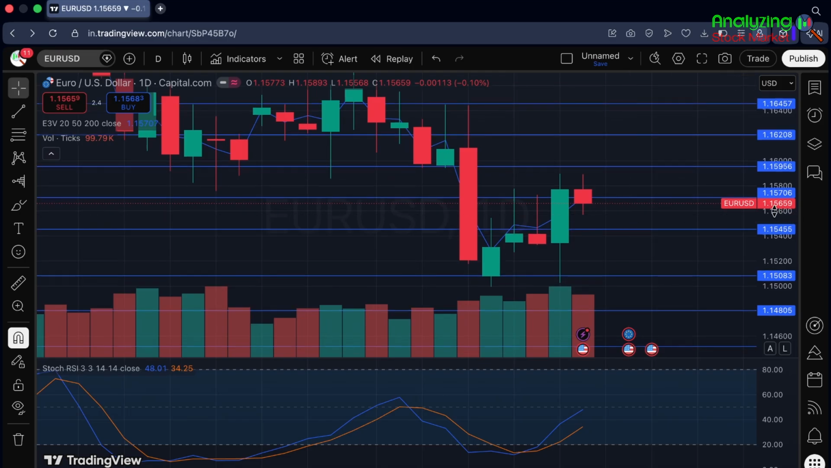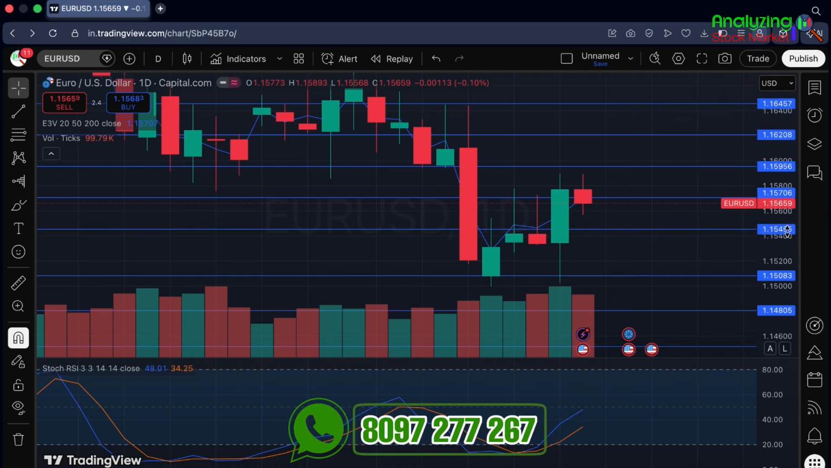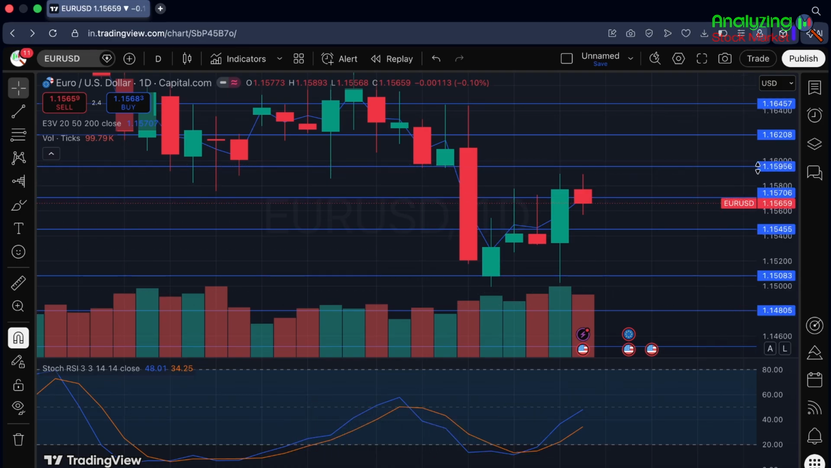Here, 1.15659 is the closing. The direct support and direct resistance zones are already marked, and these levels will be helpful for you to trade during this week. As I said, 1.15659 is the closing. Here the direct support is 1.15455, and the direct resistance is 1.15706. After the direct support, there is a support at 1.15083 and then 1.14805. After the direct resistance, there is a resistance at 1.15956 and then 1.16208. These are the important support and resistance zones which will help you to take better stop loss and target levels according to your bias for this week.